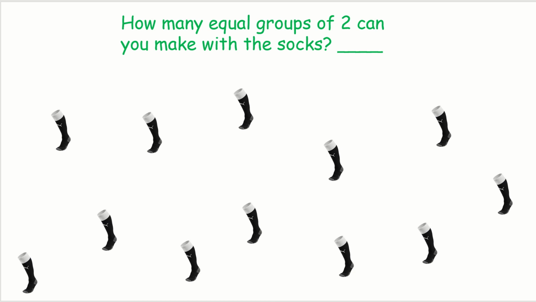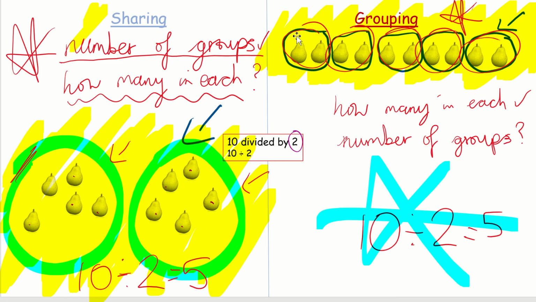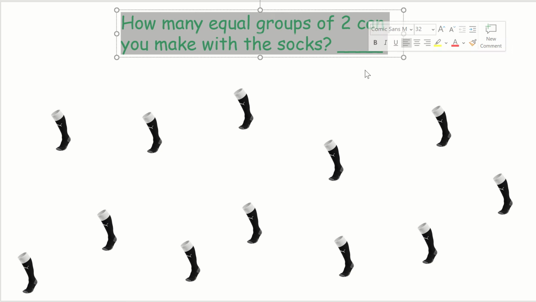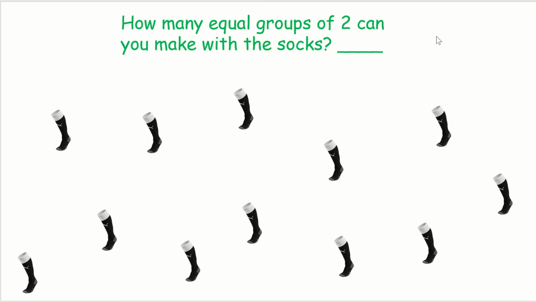Sometimes the objects might not always be close together like my pairs were there. So I might have to move them to do some grouping. Okay? So the question says at the top here, how many equal groups of 2 can you make with the socks? So we know that in each group there's going to be 2. It's groups of 2. But we don't know how many groups we can make. But we can do that by moving the socks around. Okay, so groups of 2.